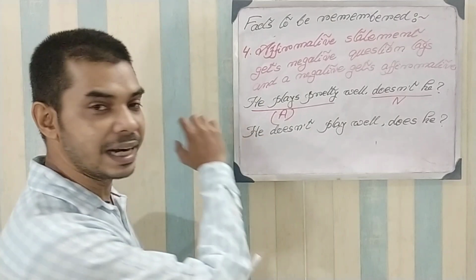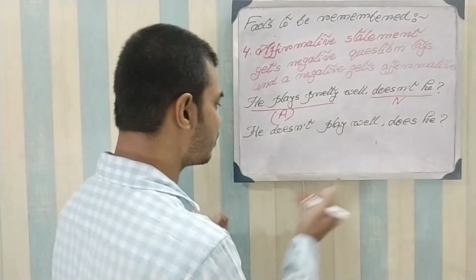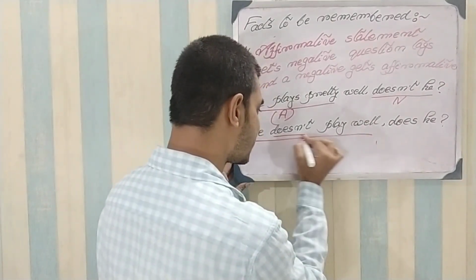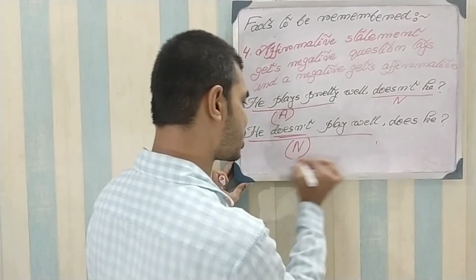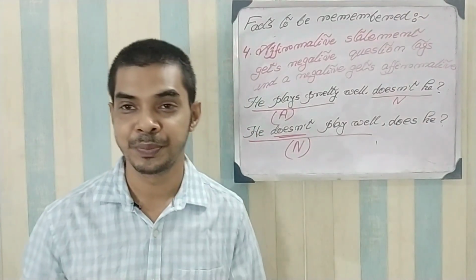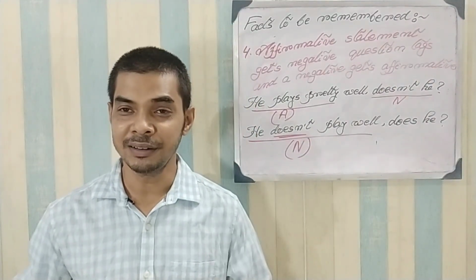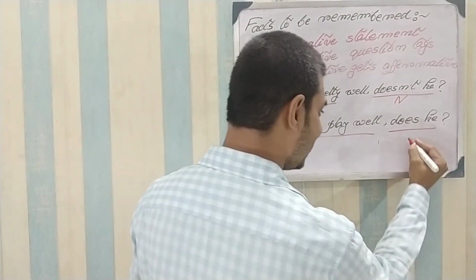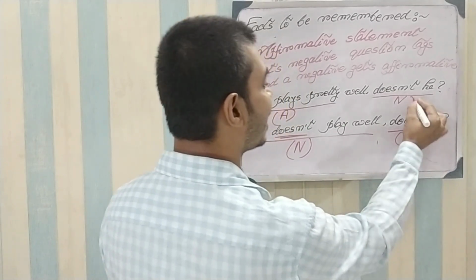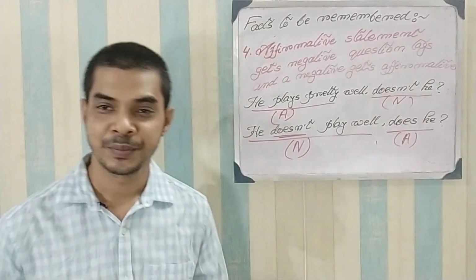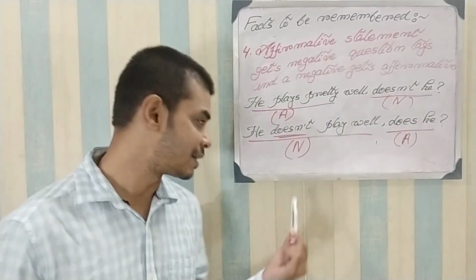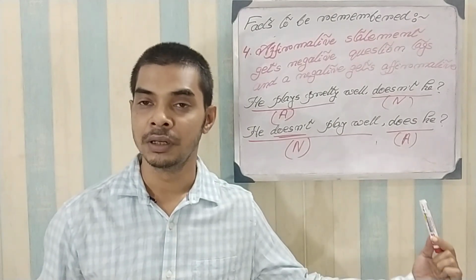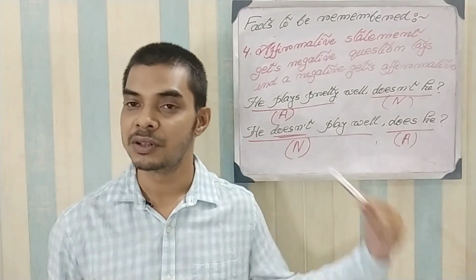How? The second example, he doesn't play well. Here, this is a negative statement. He doesn't play well. Now what would be the question tag? The question tag would be does he? So this is an affirmative question tag. So when the statement is negative, we have formed an affirmative question tag.